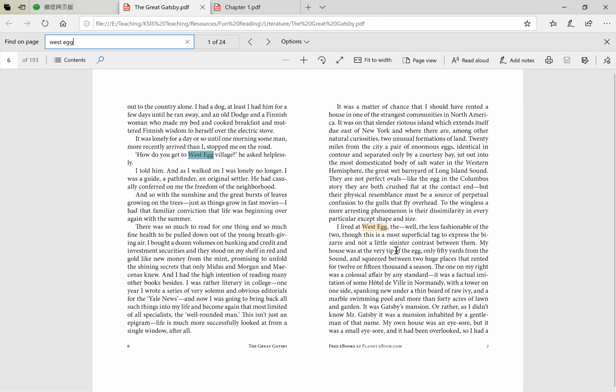So new money is within West Egg. This is where people that have worked really hard to get their money have bought houses. However, East Egg is the old money, and you might find that the old money think they're more respectable. They didn't have to work for their money. It's probably come down from the ladies and the lords.